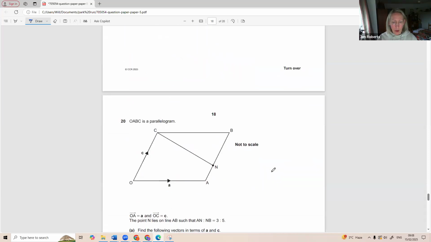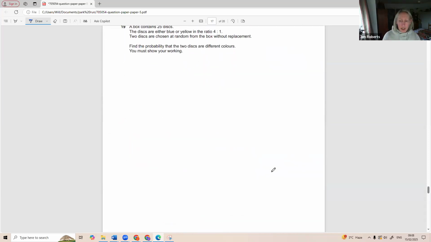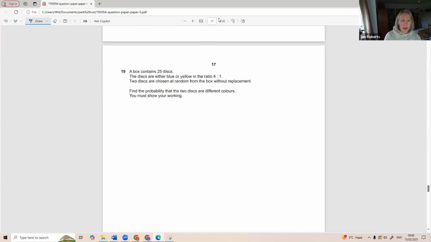How many questions? Oh, 2 questions left, I think. Box contains 25 discs in the ratio 4:1. 5 parts in total. 25 divided by 5 is 5. 5 times 4 is 20. So we've got 20 blue, 5 yellow. 2 discs are chosen without replacement from the box. Find the probability that the 2 discs are different colours.